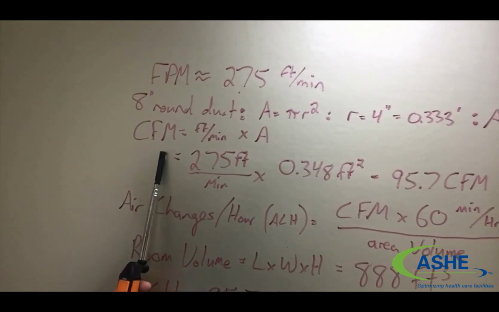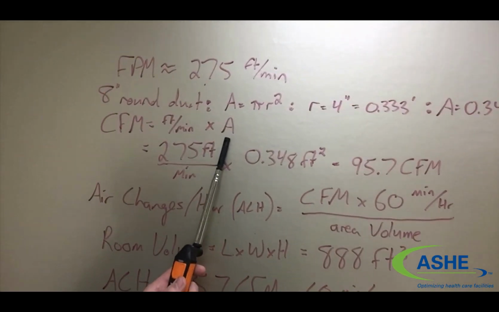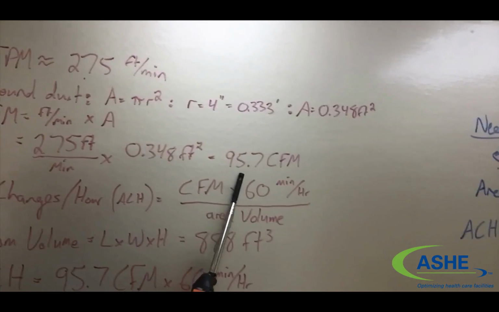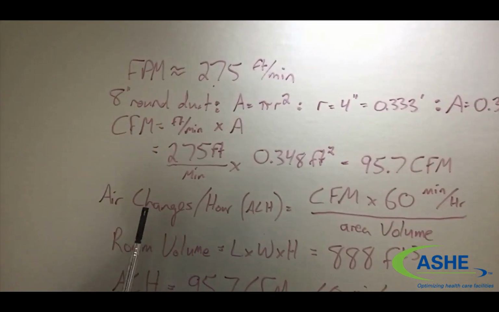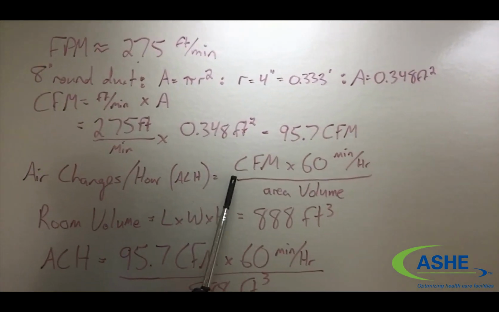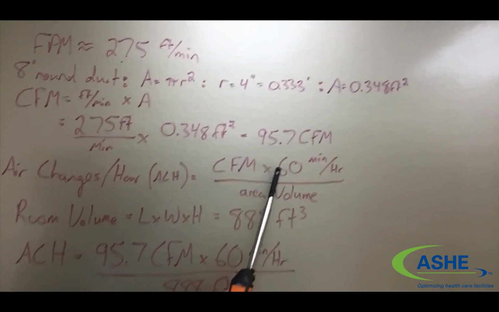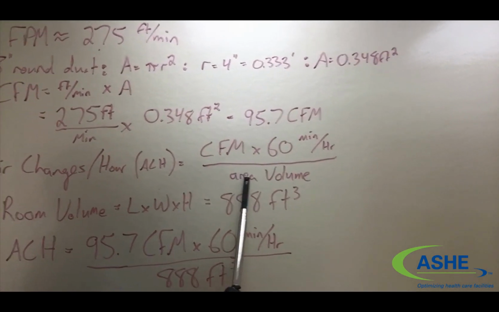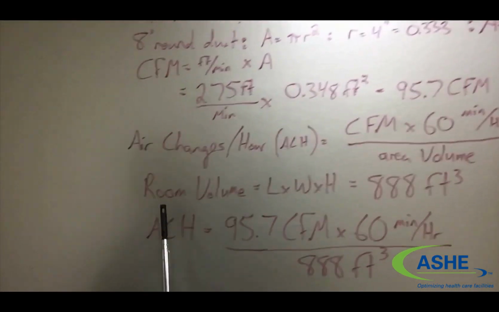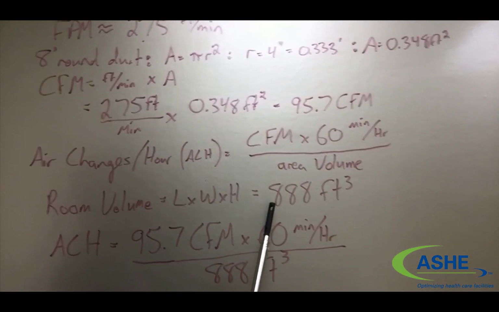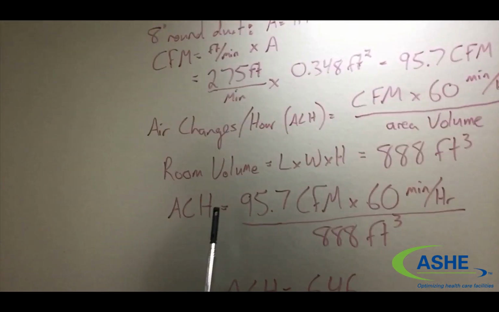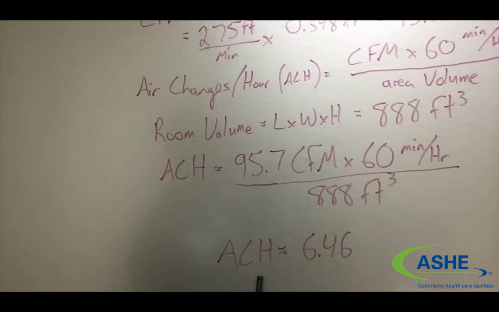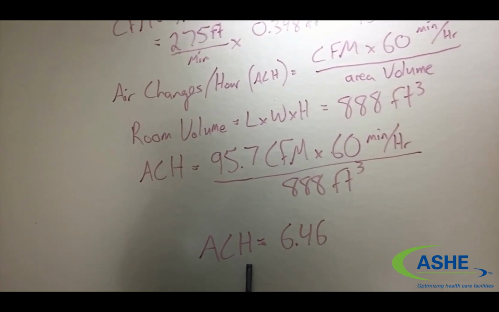From there, CFM equals your feet per minute times your area. So I have 275 feet per minute times my area of 0.348, which yields 95.7 CFM. Air changes per hour is calculated by doing CFM, which is cubic feet per minute, times your 60 minutes in an hour. The minutes are going to cancel out. That'll give you cubic feet per hour divided by the room volume. My room volume is length times width times height, which is 888 cubic feet. So the air changes per hour is 95.7 times 60 divided by 888. So my air changes per hour in my office is approximately 6.46.